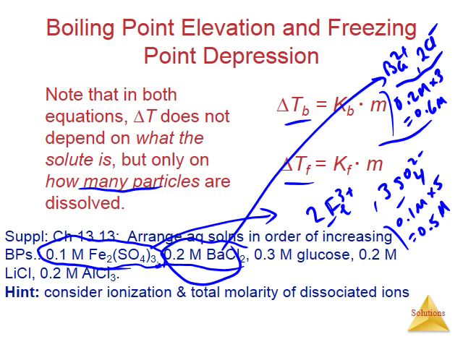So the higher the concentration or number of particles, the greater will be the effect. In case of boiling point, it would be boiling point elevation. In case of melting point or freezing point, it would be depression. In case of vapor pressure, it would be depression of vapor pressure.